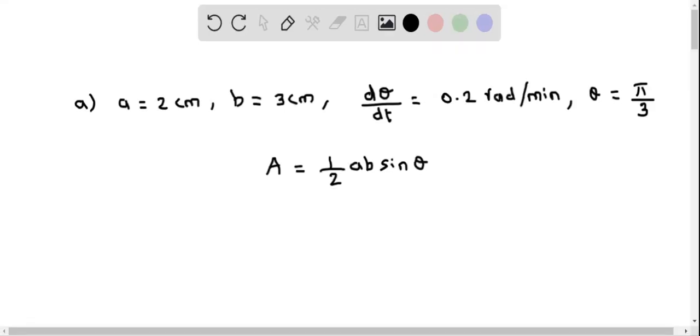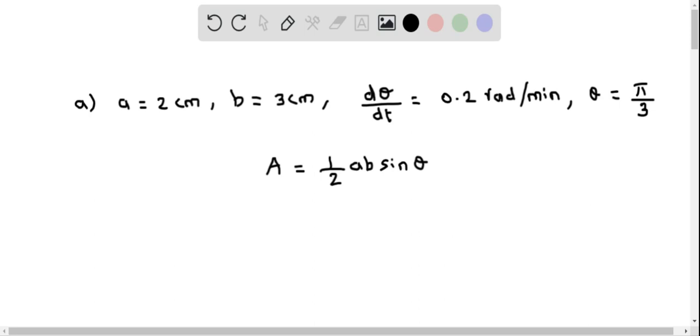In part A, we are given that a equals 2 centimeters, b equals 3 centimeters, and theta increases at the rate of 0.2 radians per minute, which I have written as d theta over dt. And we want to find the rate at which the area changes when theta equals pi by 3.